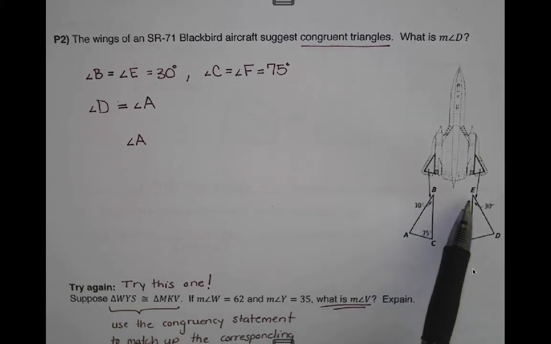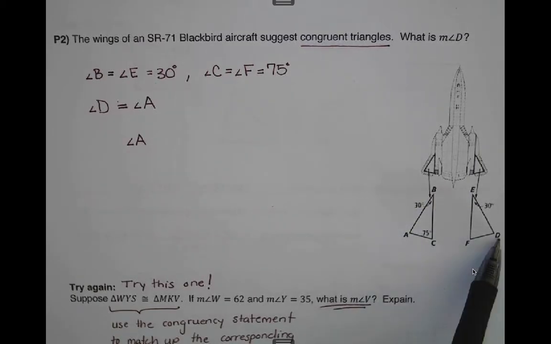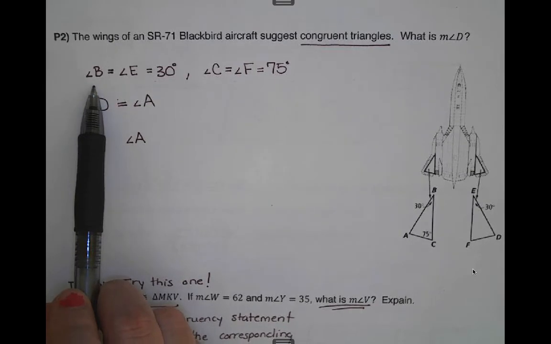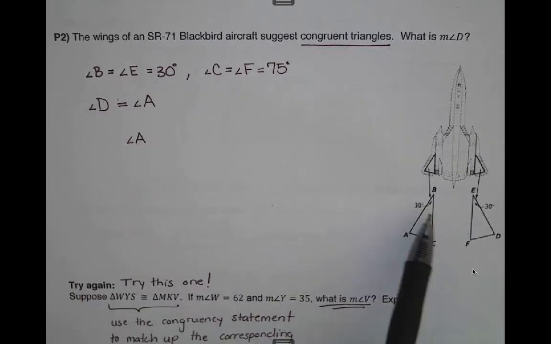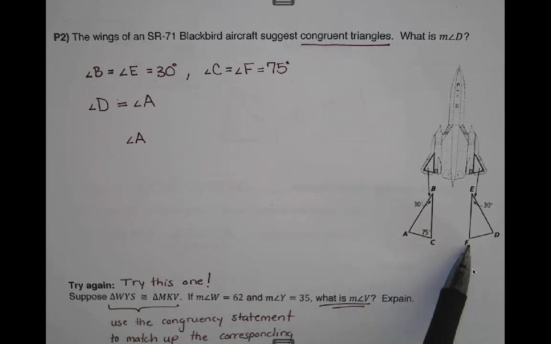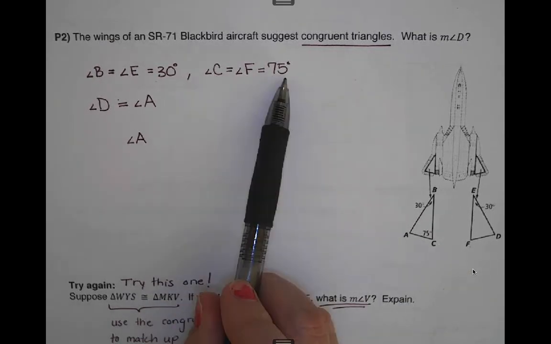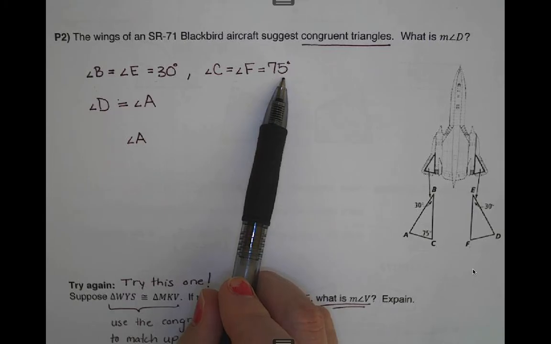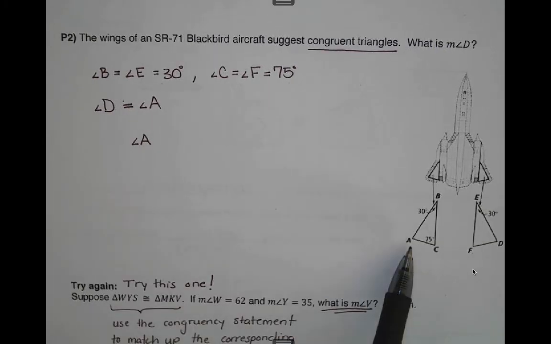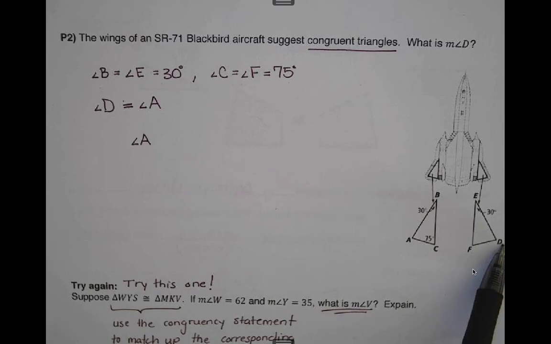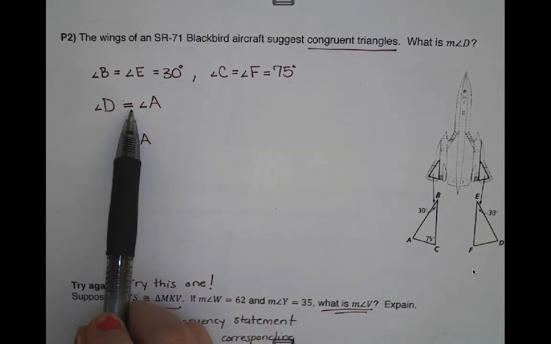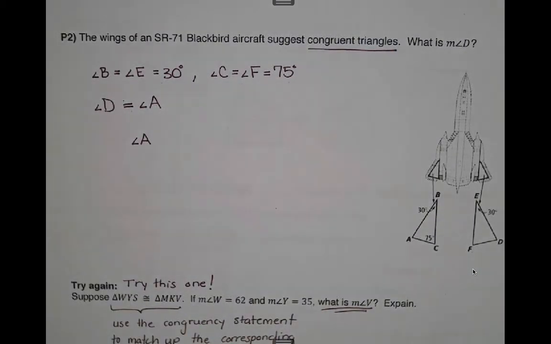We can see the way that the triangles are drawn. The corresponding vertices are what matter to us here. Angle B is equal to angle E, which is equal to 30 degrees. Angle C and angle F are corresponding vertices, so they both should measure 75 degrees. And matching up angle A and angle D as corresponding vertices, they will be equal in measure. We can really find either angle A or angle D.